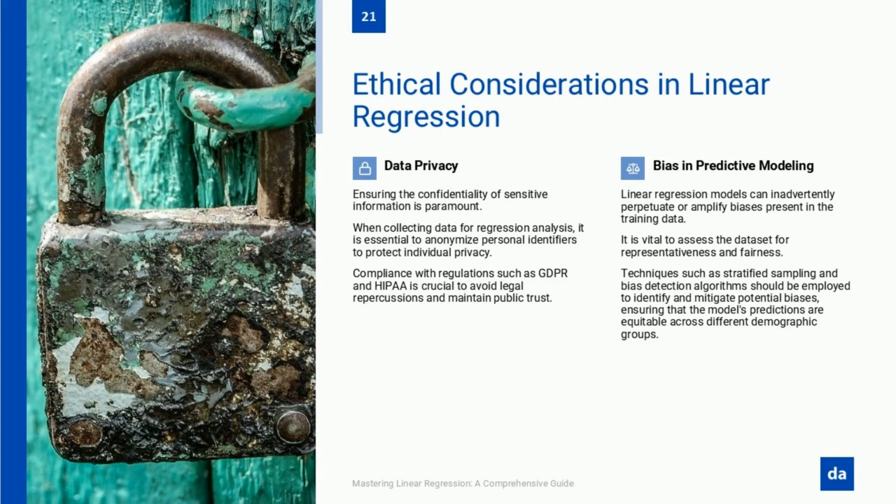Ethical machine learning demands that models be explainable and interpretable so that individuals affected by decisions can understand and contest them if necessary. At the core of all these concerns is a fundamental principle. Just because we can predict something doesn't mean we should. Ethical regression modeling isn't just about getting high accuracy. It's about making sure our models treat people fairly, respect privacy, and can be trusted.